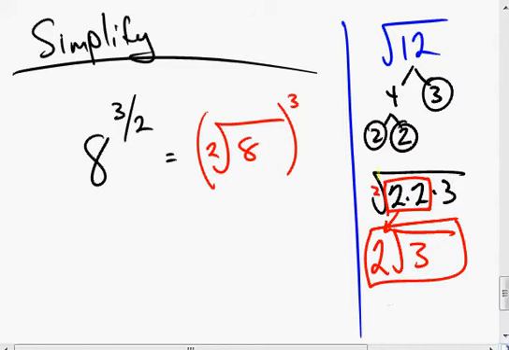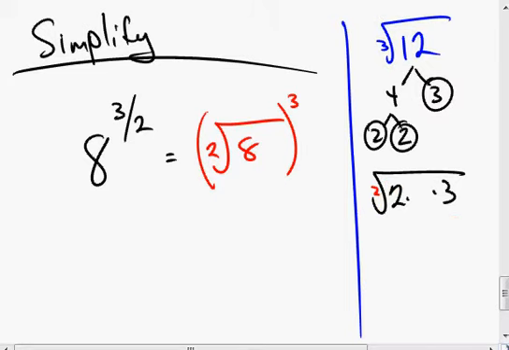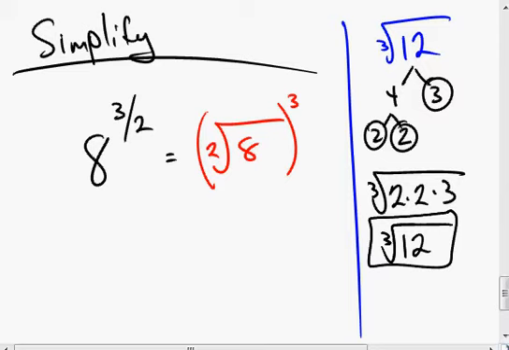The reason why we were looking for double 2's, or two 2's, or if this was cards, 2 of a kind, is because we're dealing with a square root. If I were to change this into a cubed root, then we couldn't take anything out, because now you're looking for 3 of a kind. I only have two 2's and one 3, so nothing would come out of a cubed root. You just have to leave this as the cubed root of 12. It's as simplified as possible.